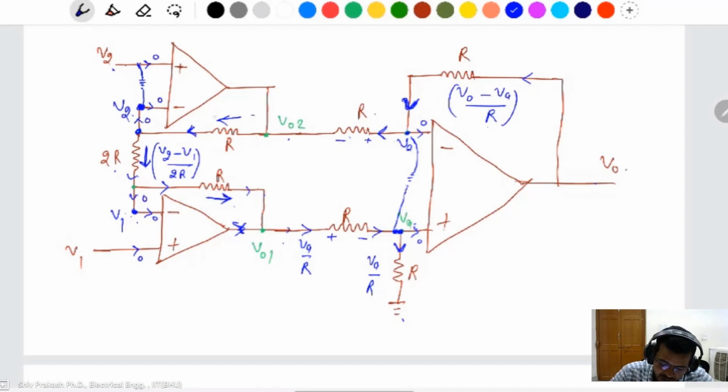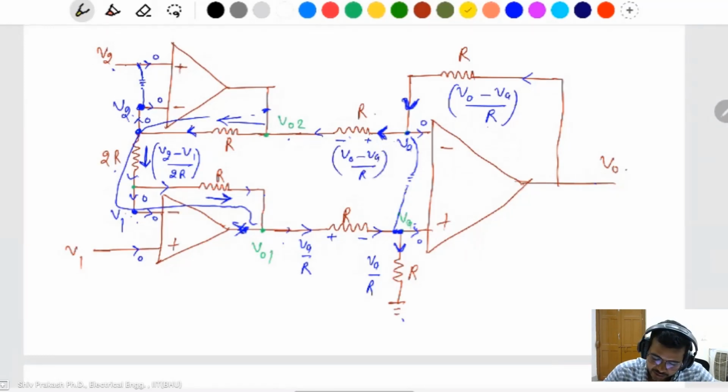Then from here to here the same current flows, but here is a different current, because some current is here and some current is here also. And this current is V0 minus VA divided by R. This current is also the same. I have written here the current is V0 minus VA divided by R.